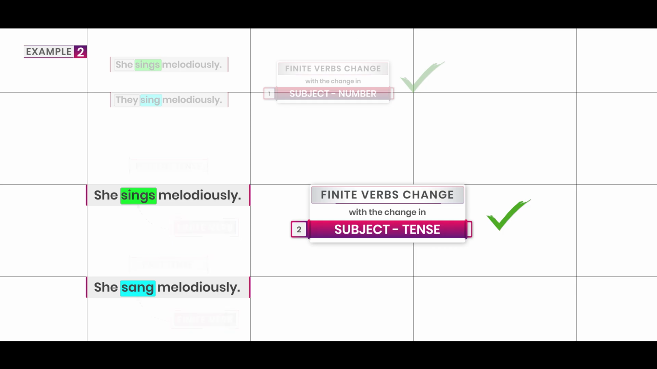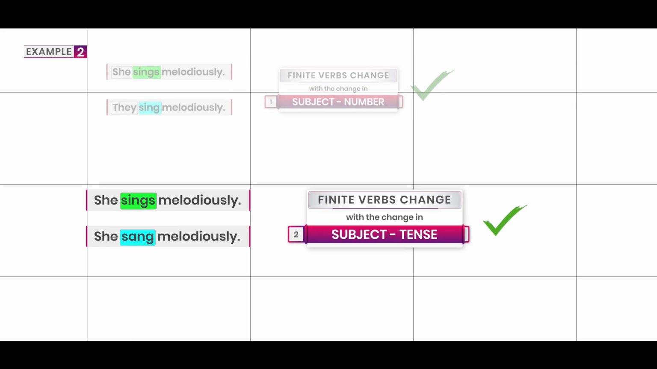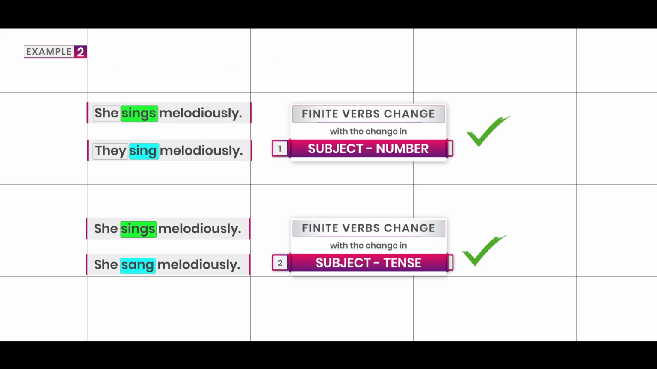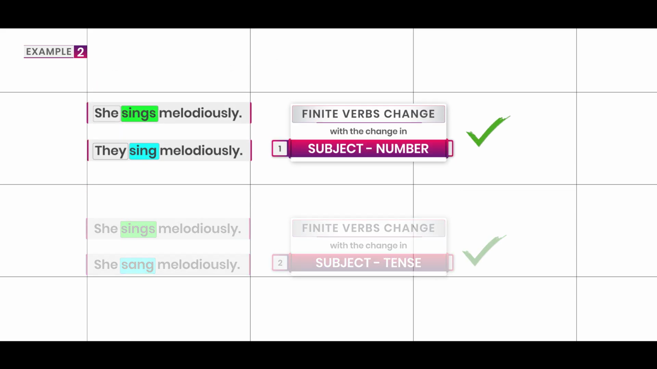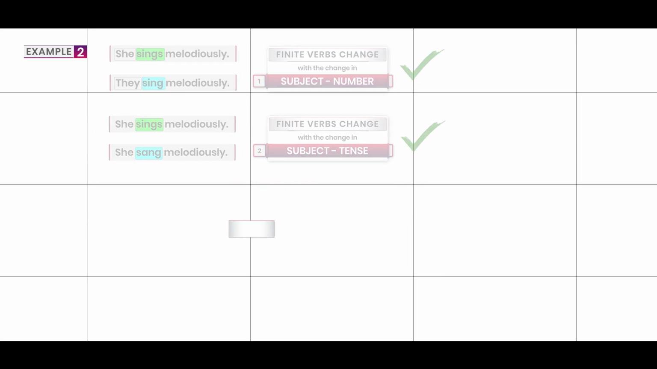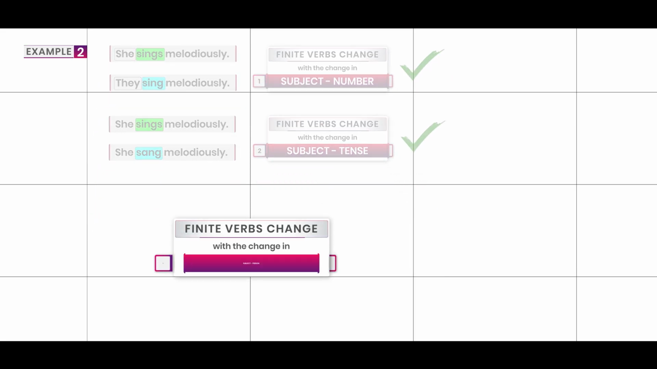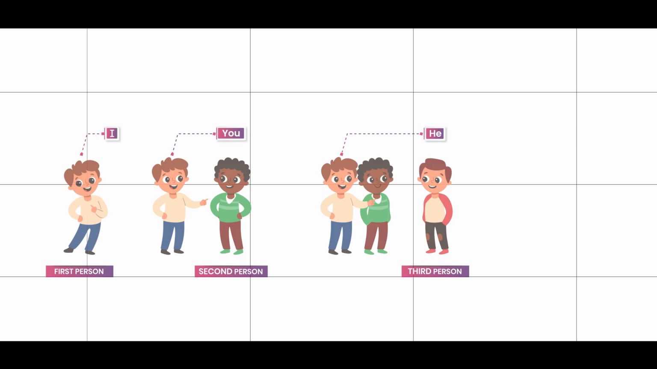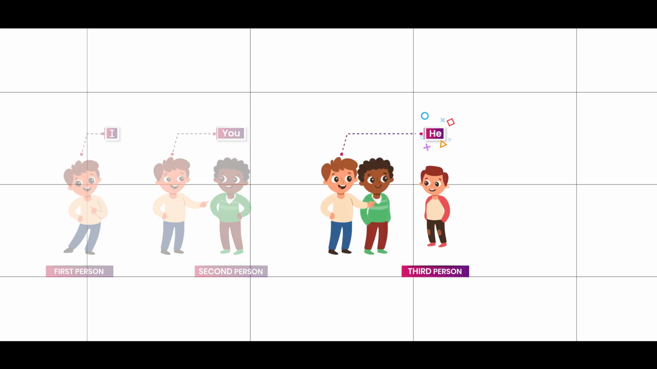But then, as you have previously learned, finite verbs don't just change with the change in the subject number and the tense. They also change as the subject person changes. Well, what I mean to say is that you already know that I stands for the first person, you stands for the second person, and he or she stands for the third person.